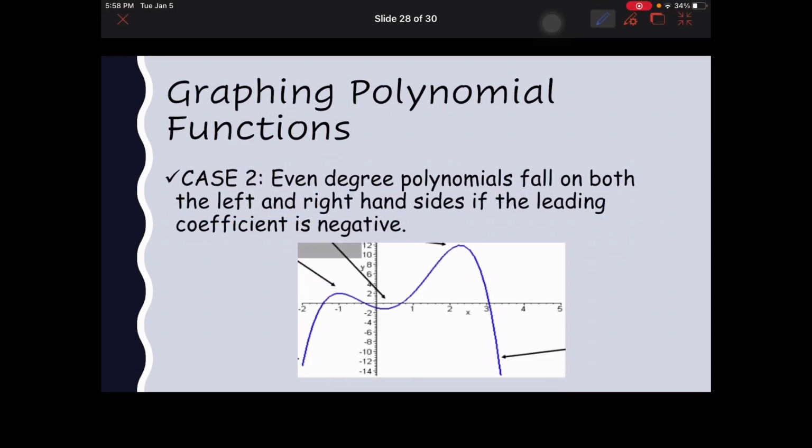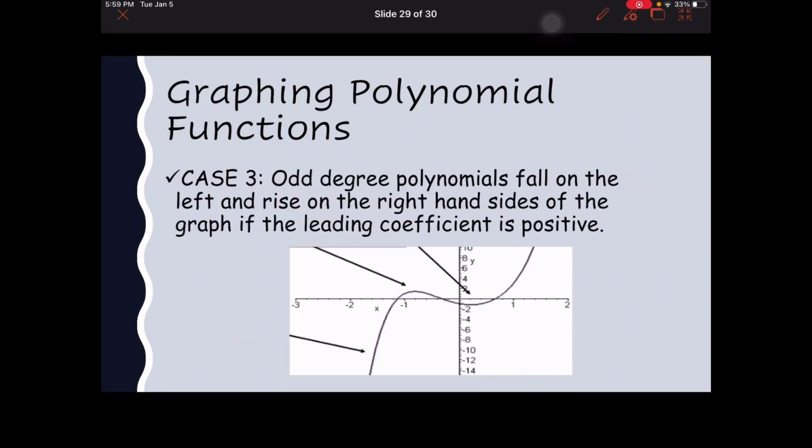Now, the second case is even degree polynomials fall on the left and right hand sides if the leading coefficient is negative. So, pareho naman daw silang falling kapag ang leading coefficient natin ay negative. Ibig sabihin, pababa. Kaya po siya falling. Okay? Pababa. So, as you can see dito sa ating given na graph, falling yung kanyang left side and then falling yung kanyang right. Okay? So, yan po yung case number 2. Kapag negative ang leading coefficient and if you have an even degree polynomial.